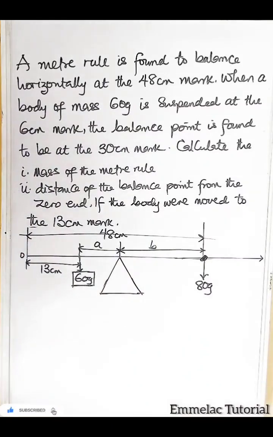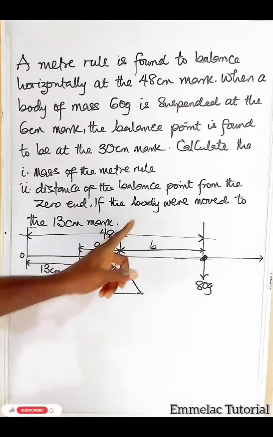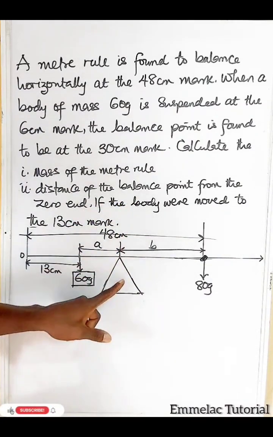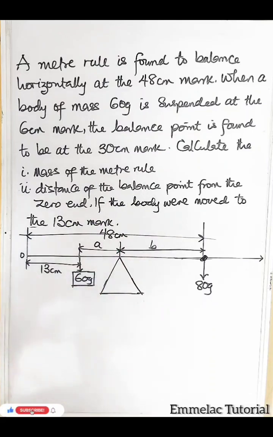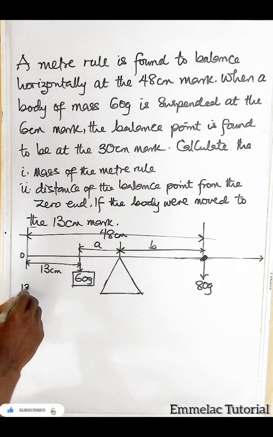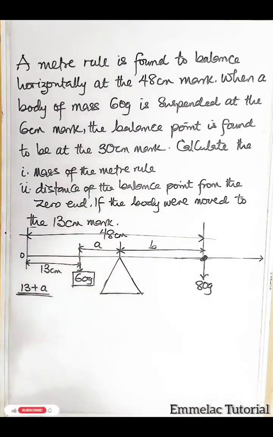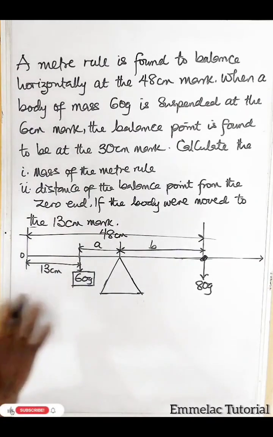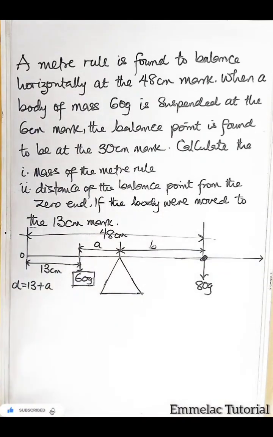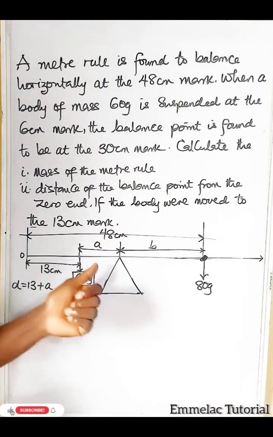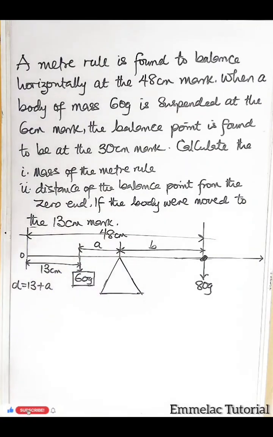Okay, all right. So to this end, we are asked to find the distance of the balance wire from here to the 0 end. So we are actually looking for 13 plus A. This is the distance that we're looking for. Let us say D equals 13 plus A, which means from 0 to the pivot. Now we don't know A. Now how then do we start?